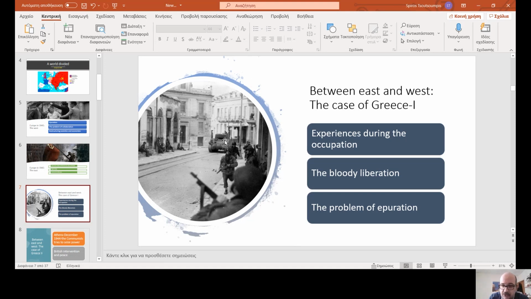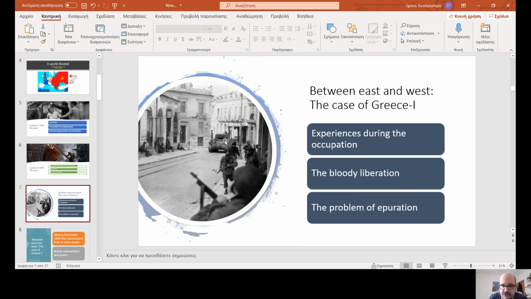But not everybody agrees with the solution proposed by the government. The left, for instance, suggests that collaboration should be punished very harshly, and that there should be a widespread purge of anyone who collaborated in any sense with the Germans and the Italians and the Bulgarians. The right and the Republicans disagree, and they pursue a more moderate policy.